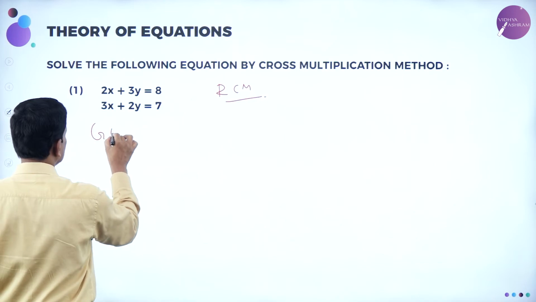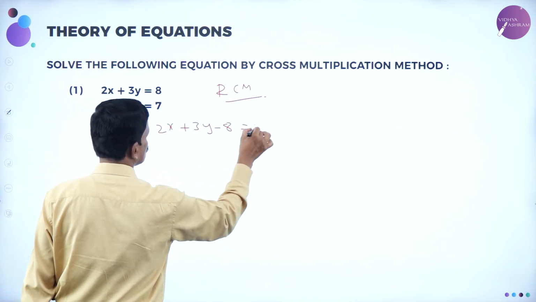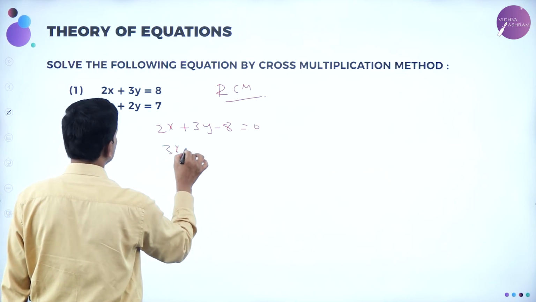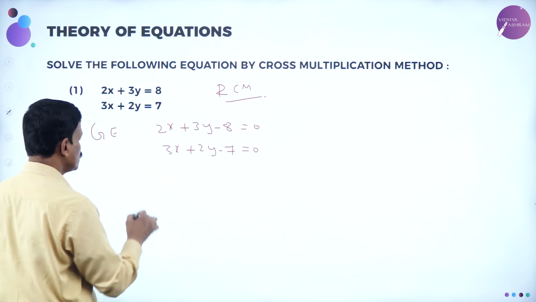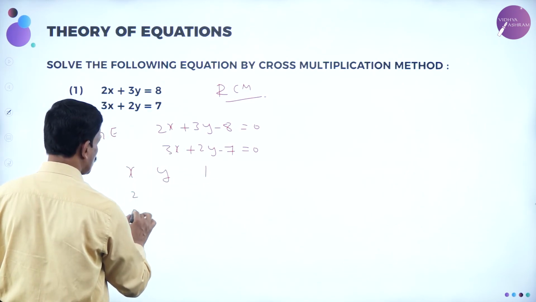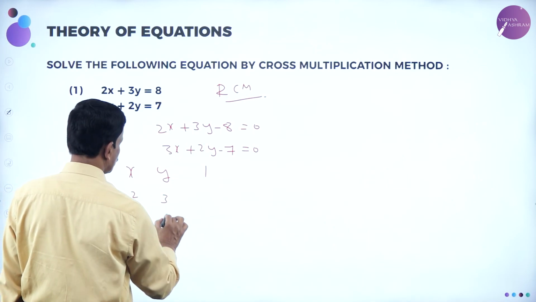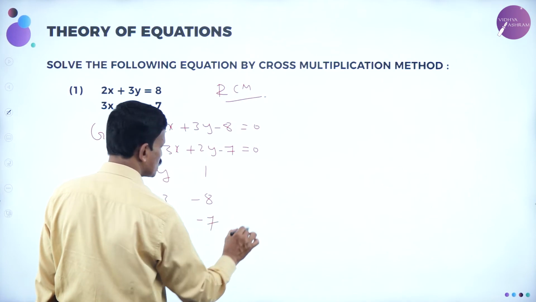The given equation can be written as 2x + 3y - 8 = 0 and 3x + 2y - 7 = 0. Now, just write down x, y and constant. What are the values of x? 2 and 3. Y values are 3 and 2, and the constants are -8 and -7.